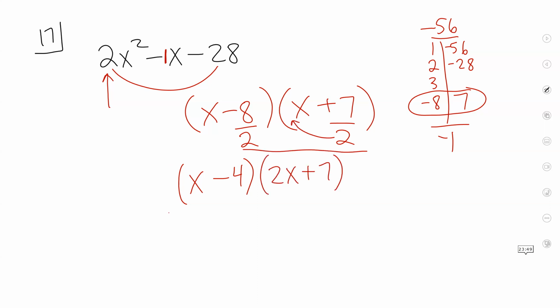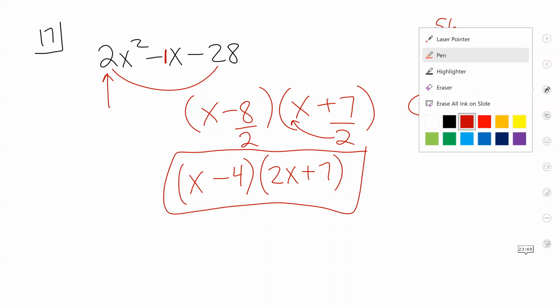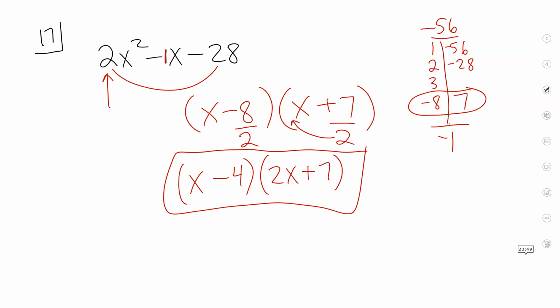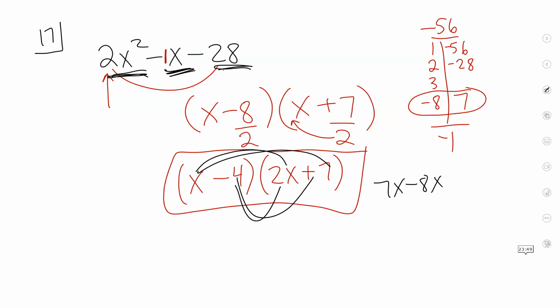And that's your answer. If you ever want to go back and check, just multiply it back out and see if you get the original thing. So we'd have x times 2x is 2x squared. x times 7 is 7x. -8 times 2x is -8x. That will give you the -1. And then -4 times 7 is -28. So it multiplies back out.